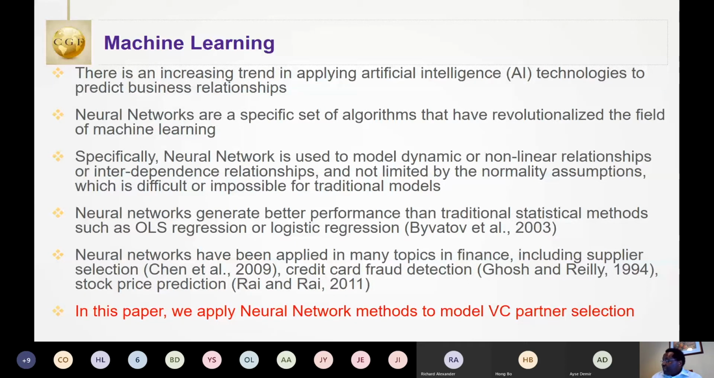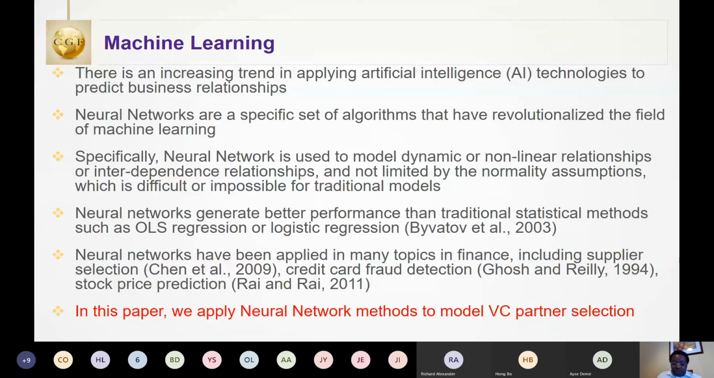We cite only three, for example, the paper by Chen et al. in 2009, which looks at supplier selection; the paper by Ghosh and Reilly in 1994, which looks at credit card fraud detection; and the paper by Lai and Lai in 2011, which looks at stock price prediction.